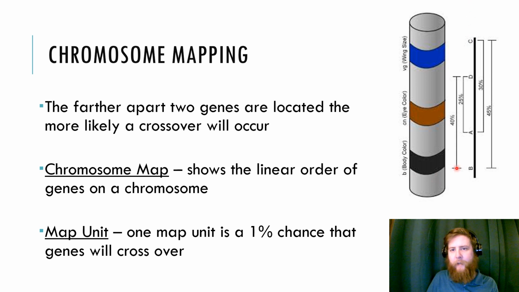So the difference between here and here is only 25%, where the difference between this guy and all the way up to the top there is 45%. So it's more likely that a crossover will split this up, and this chromosome will be inherited separately, and this part of it, and this one will be inherited on a different one.